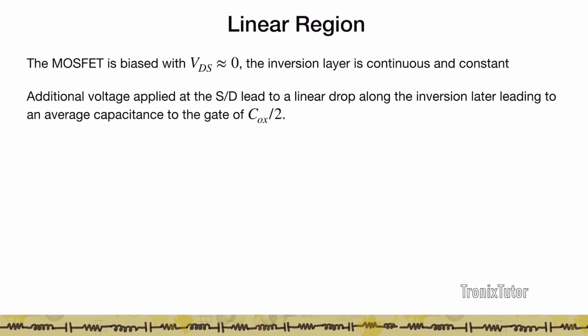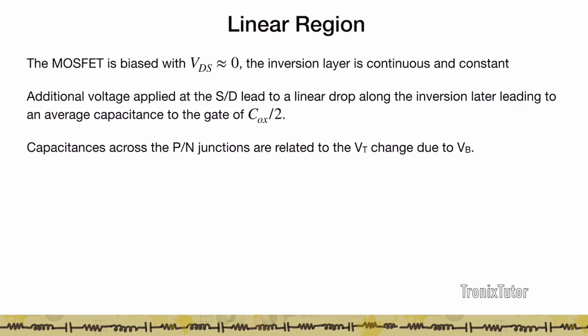So what happens is that when you have a MOSFET in the linear region and you apply voltage at the source and drain, you essentially end up getting an average capacitance of Cox by 2 from the source to the gate and from the drain to the gate. The capacitance across the PN junctions is related to the VT change due to VB. So we can write CGS and CGD as just Cox by 2. This is because the inversion layer is constant, and we assume in the linear region that the inversion layer doesn't have a huge change as it goes from the source towards the drain. The charge density we assume to be roughly constant.